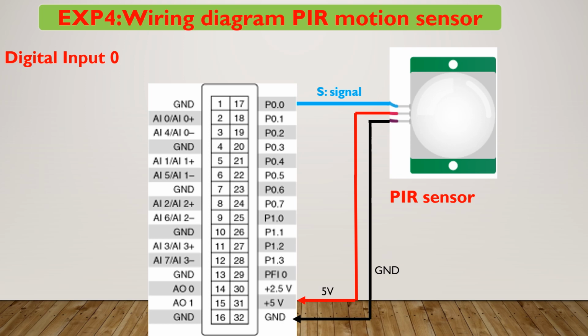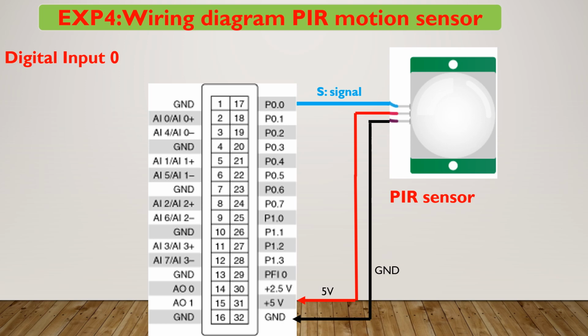We need to have two power supply wires for the PIR sensor or PIR module. The red one is positive, 5 volt, connected to the module, and ground from the data acquisition is connected to the PIR module. The output of the sensor is a light blue line, or we call it signal. Signal is connected to port 0 or pin 0.0 as a digital input.